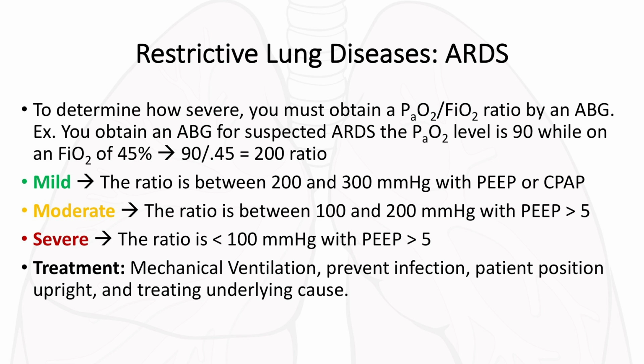Severe, the ratio is going to be less than 100, and the patient's going to require greater than 5 of PEEP on the ventilator. And so the treatment for ARDS, whether mild, moderate, or severe, is going to be essentially the same thing. You're going to want to make sure you have mechanical ventilation.